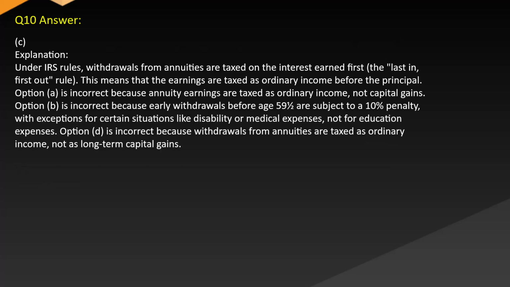Answer C. Explanation. Under IRS rules, withdrawals from annuities are taxed on the interest earned first, the last in, first out rule. This means that the earnings are taxed as ordinary income before the principal.